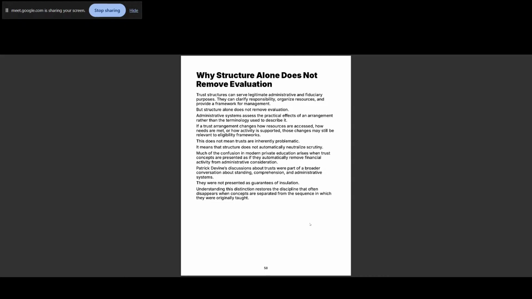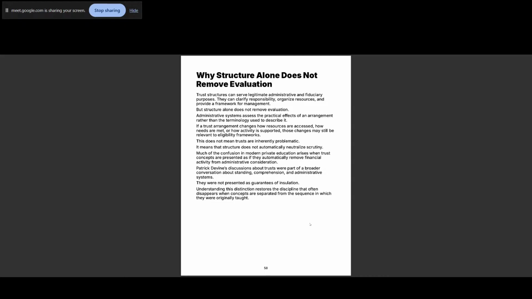Administrative systems assess the practical effects of an arrangement rather than the terminology used to describe it. If a trust arrangement changes how resources are accessed, how needs are met, or how activity is supported, those changes may still be relevant to eligibility frameworks. This does not mean trusts are inherently problematic. It means that structure does not automatically neutralize scrutiny.